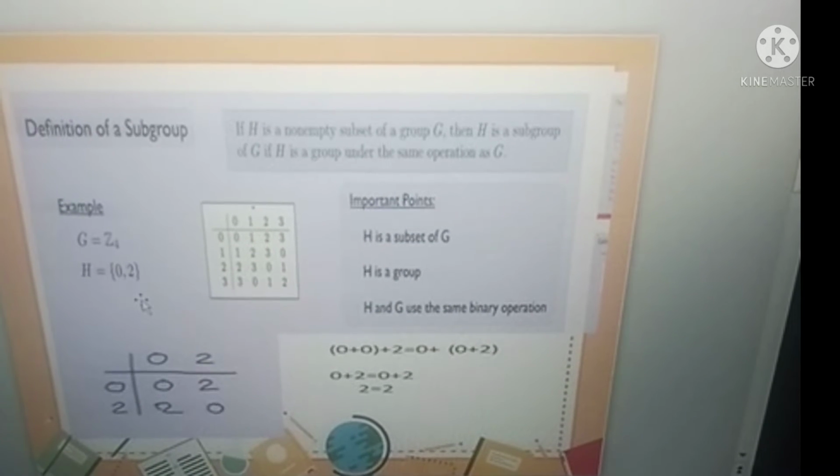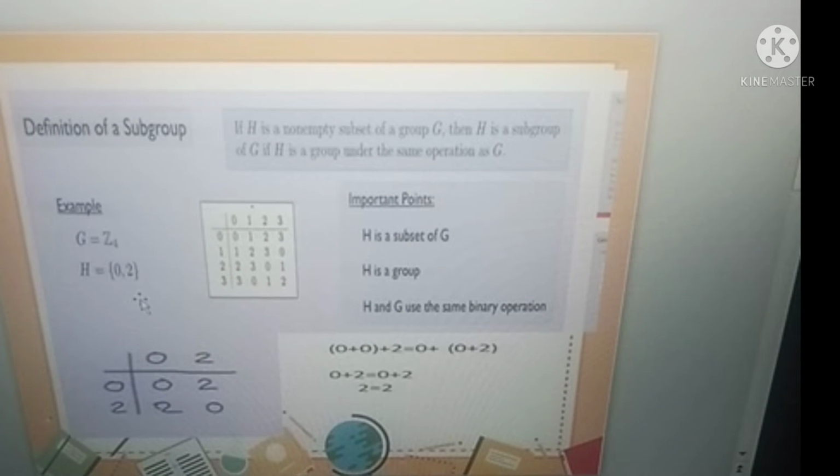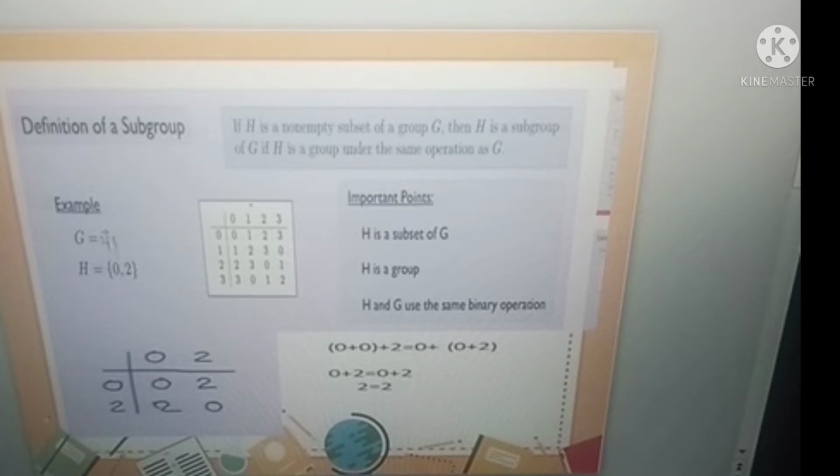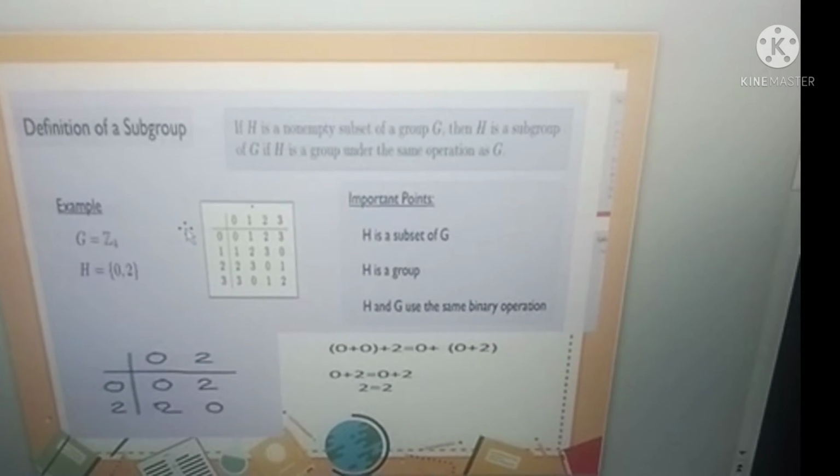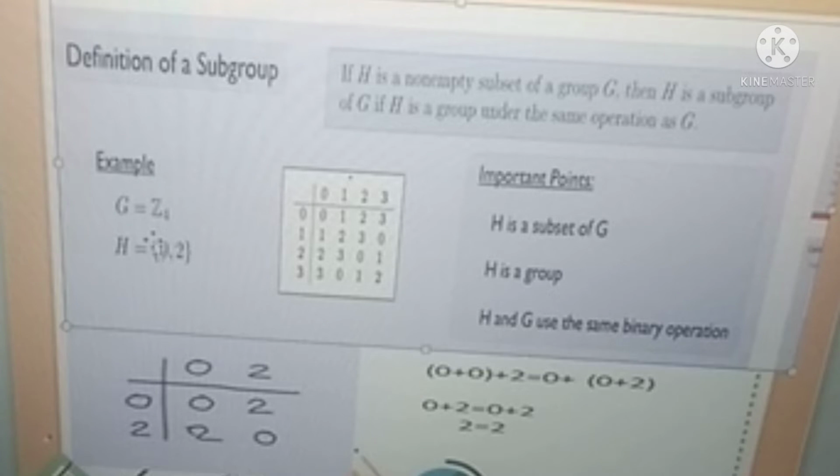For example here, we have the example G4, the set of integers modulo 4. This group contains 4 elements, the set of integers 0, 1, 2, 3. In determining or testing whether a certain group is really a group, we use the Cayley table.